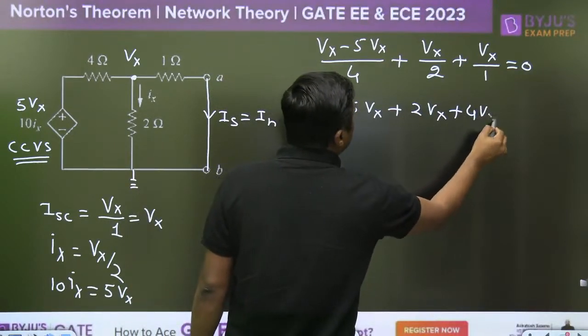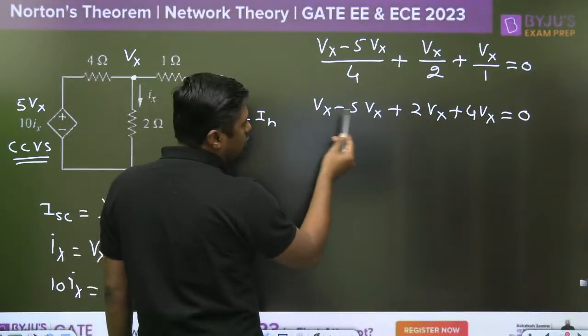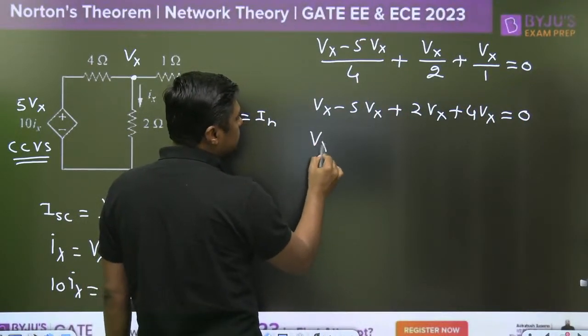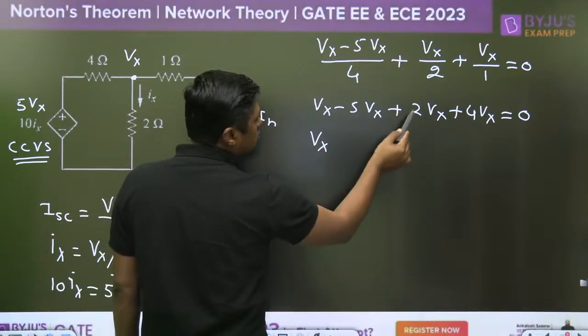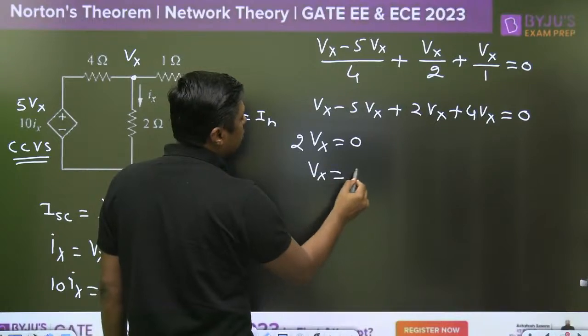plus 4Vx is equal to 0, because I am taking the 4 as the LCM, and you are going to get Vx is equal to what? 0. Because 4 plus 2 is 6, plus 1 is 7, minus 5, 2Vx is equal to 0, which means Vx is equal to 0 volt.